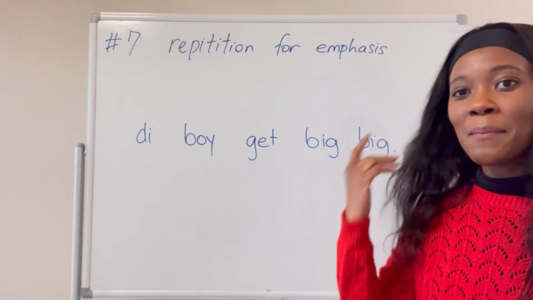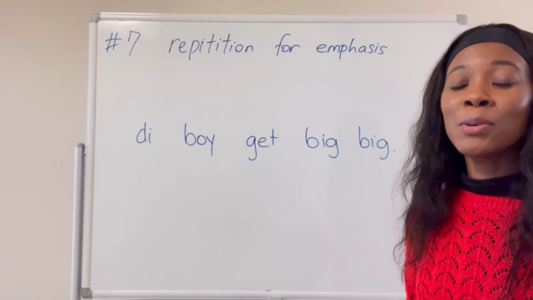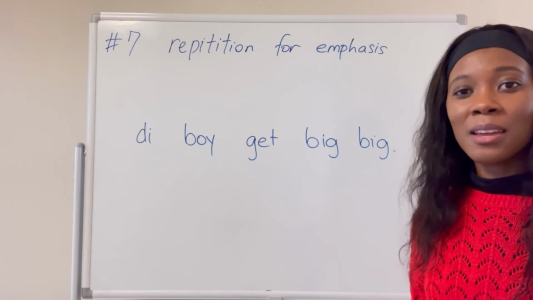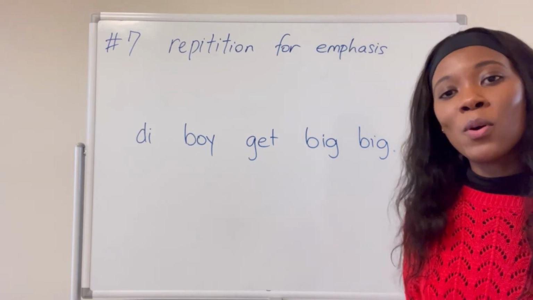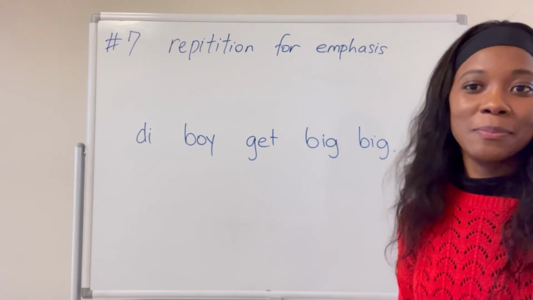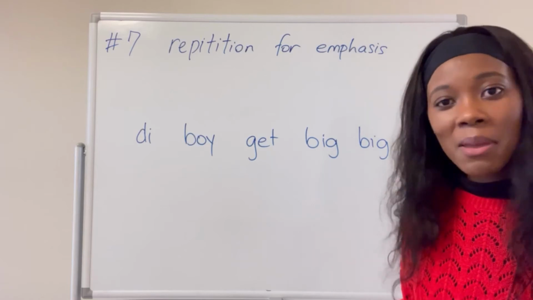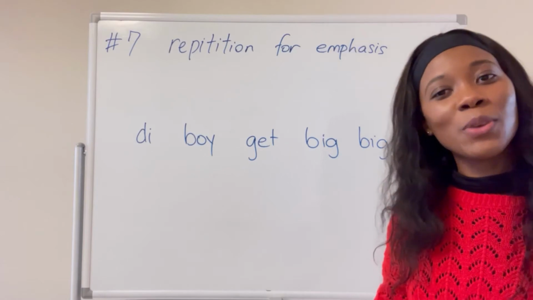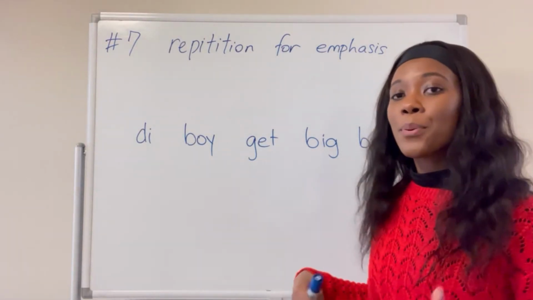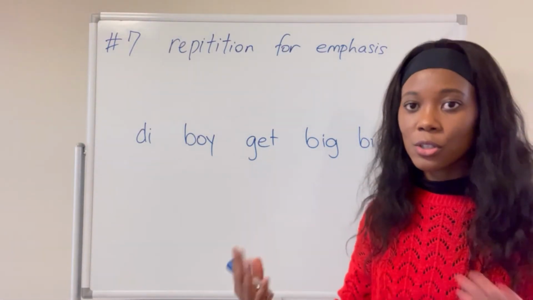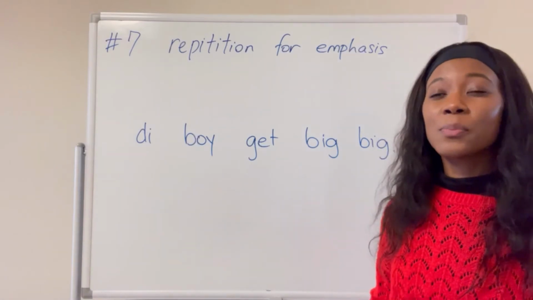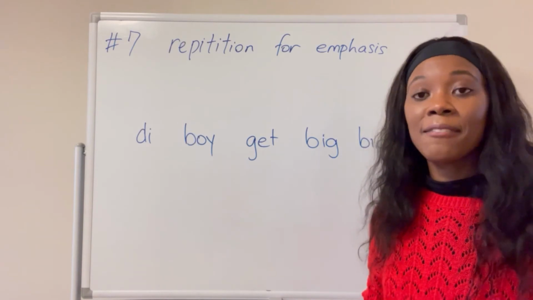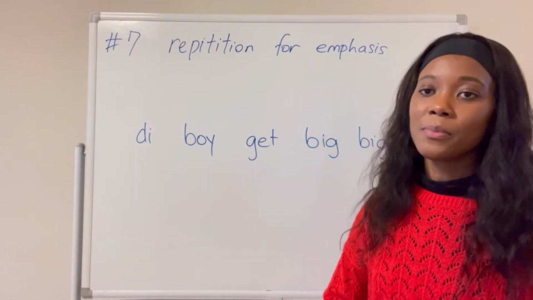If you want to exaggerate, or if you want to be emphasized a little bit more, you can even triple the word. The boy get big, big, big, big, big. Like that. It means he's gotten very big, or you're just exaggerating. The girl is pretty, means she's good looking, she's pretty. The girl is pretty, pretty, pretty, pretty, pretty. That means she is very beautiful.